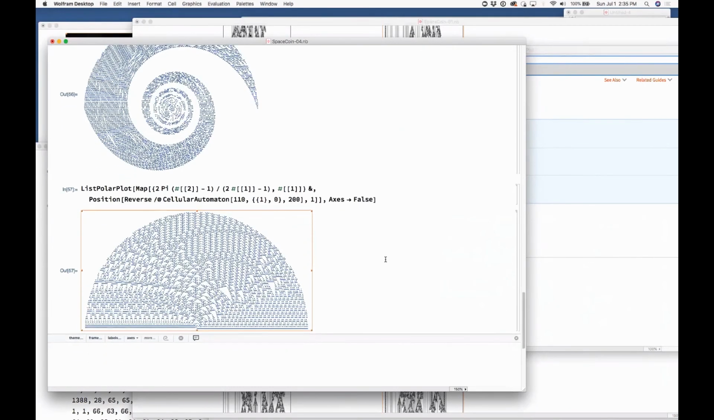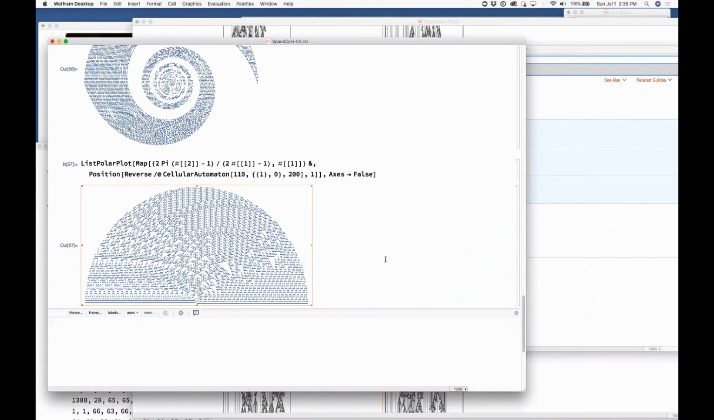Two people on the live stream are suggesting that rescale might be a useful function, and I agree with them. Yes, I do agree with them. That's a good idea.